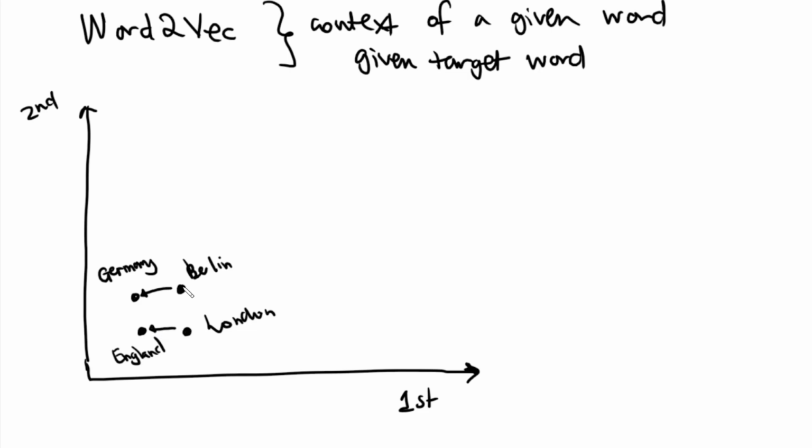So you can start doing some mathematics. Say you do not know that London is the capital city of England, but you know Berlin is the capital city of Germany. After embedding these words, you can do mathematical operations, because these are all vectors. You can subtract the vectors: Berlin minus Germany.